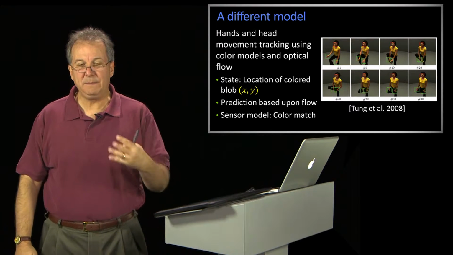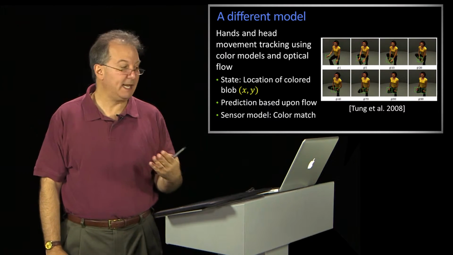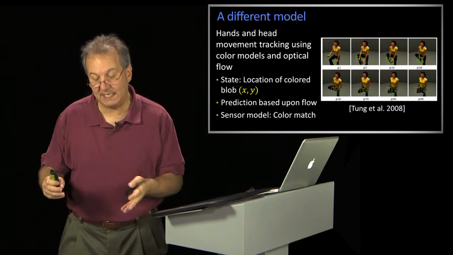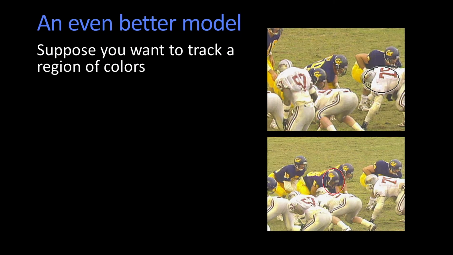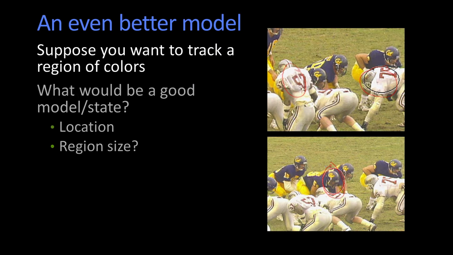You can use sort of any model you want as long as you can have a state and you can talk about how that state expresses itself. In fact, here's an even better model. Suppose you want to track some region of a distribution of colors, right? So like maybe this region here, or this region here where you can see the ellipse. So that kind of gives away the region that we're going to be tracking here. What would be a good model or state for tracking that?